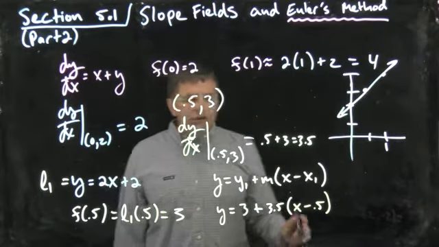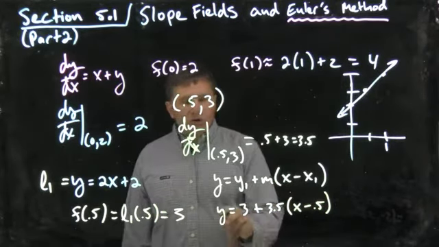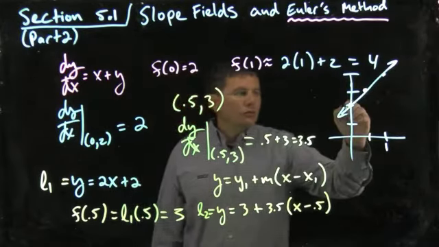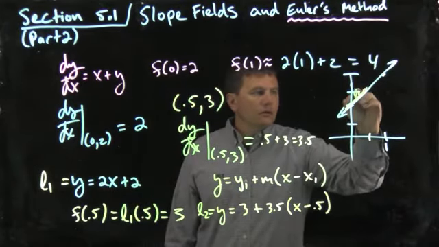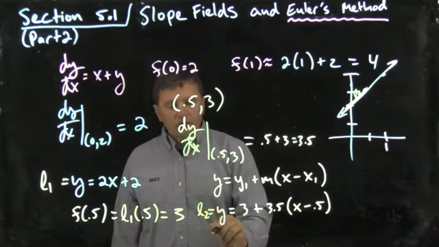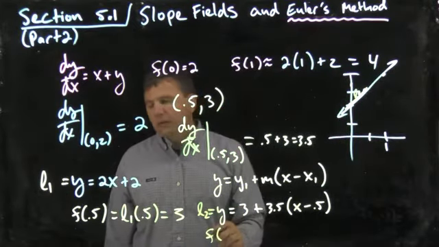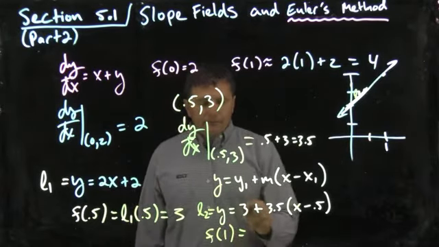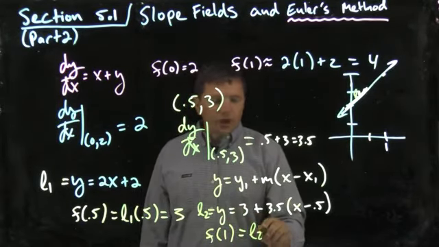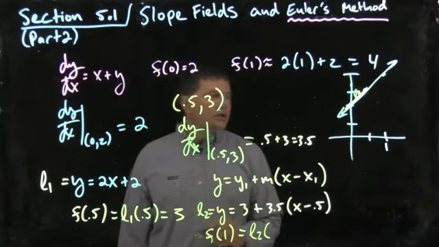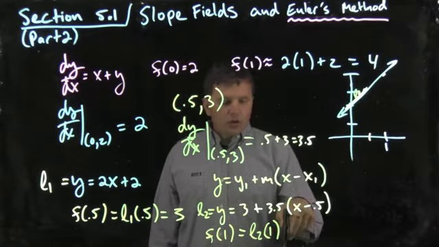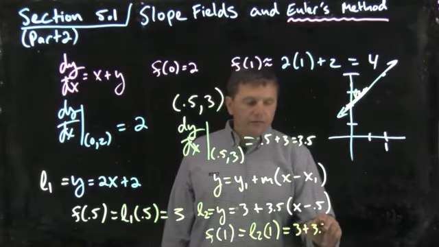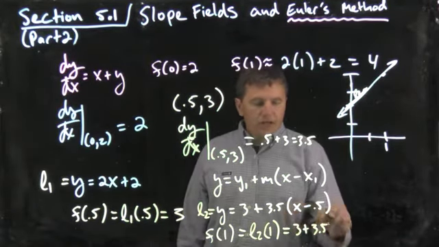Now we're going to call this L sub 2. So this one was L sub 1, and now this is going to be L sub 2. So now we're going to approximate f of 1 using this L sub 2. So L sub 2 of 1. We're going to plug 1 into this. So that will give us 3 plus 3.5, and then plug 1 in, that's going to give us 0.5.